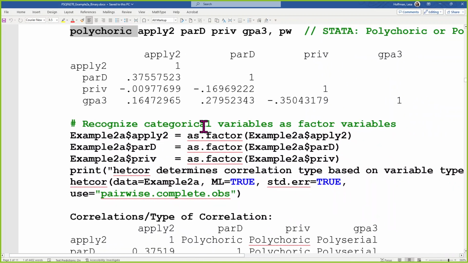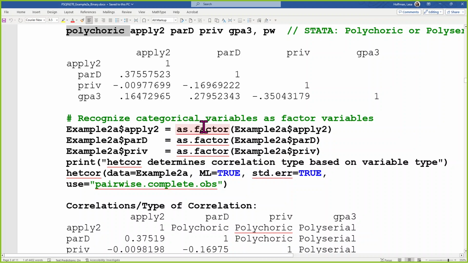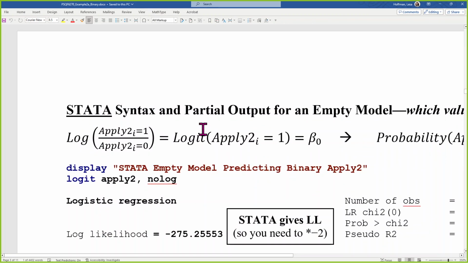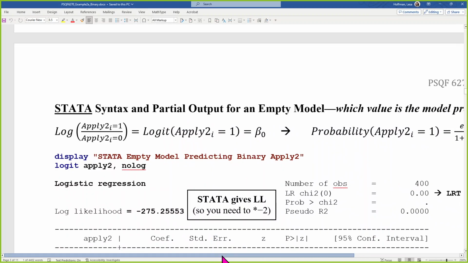Okay. Other questions? Okay. So we did the empty model. We kind of did that a lot. Do we need to do that again?